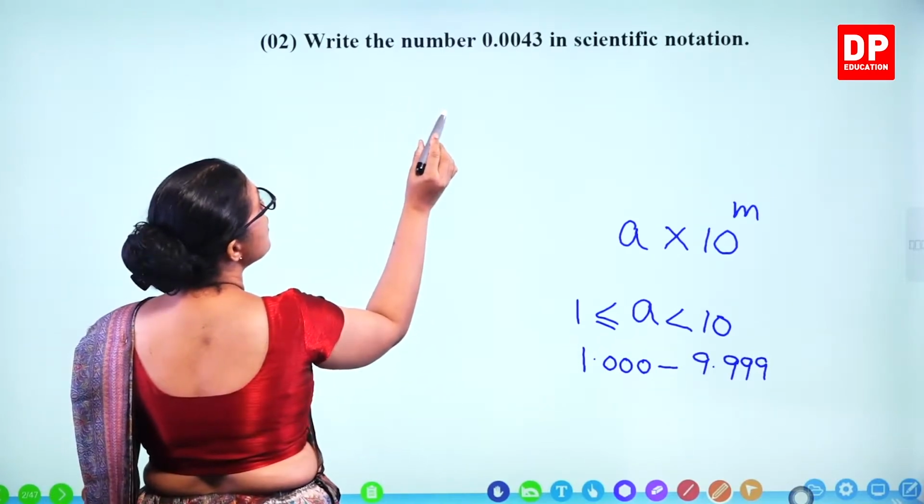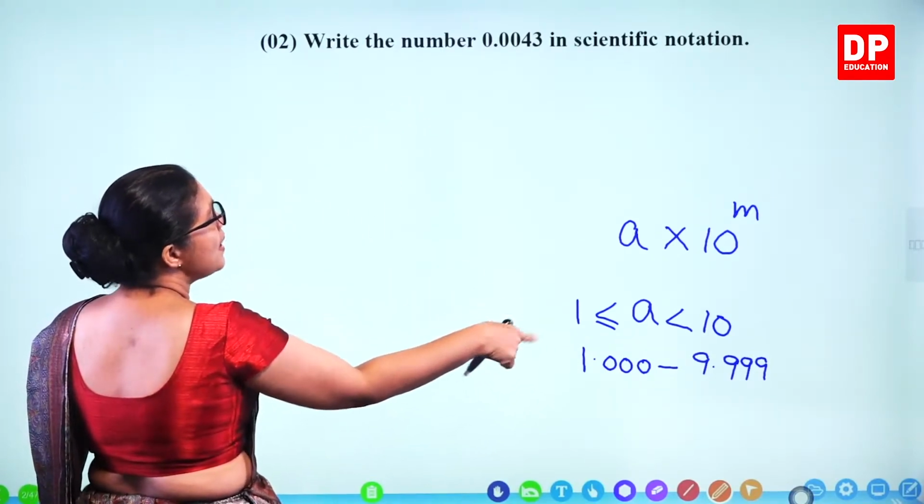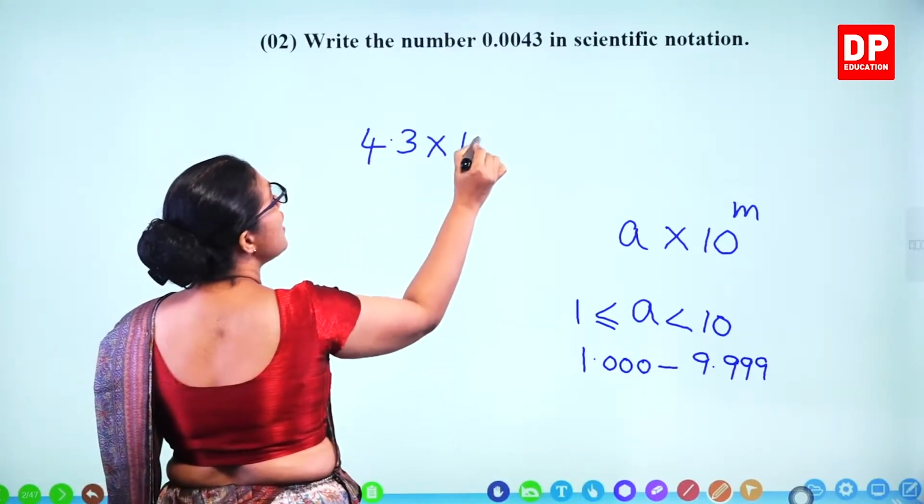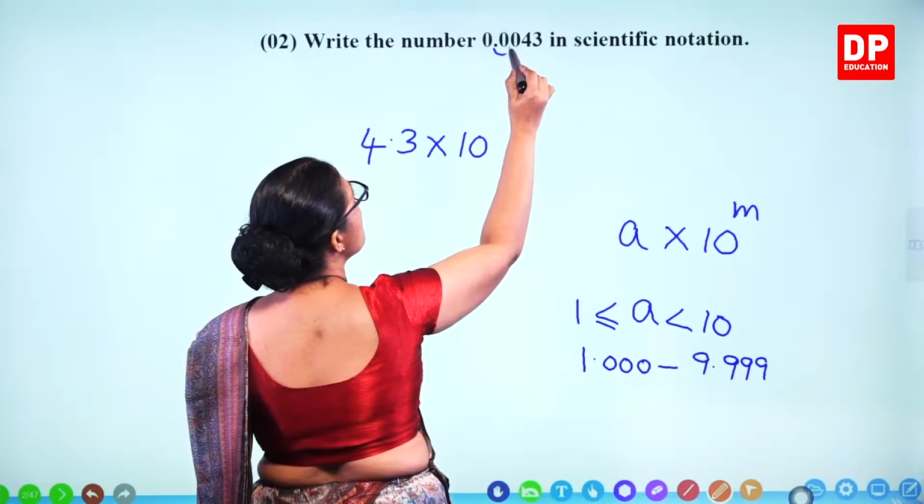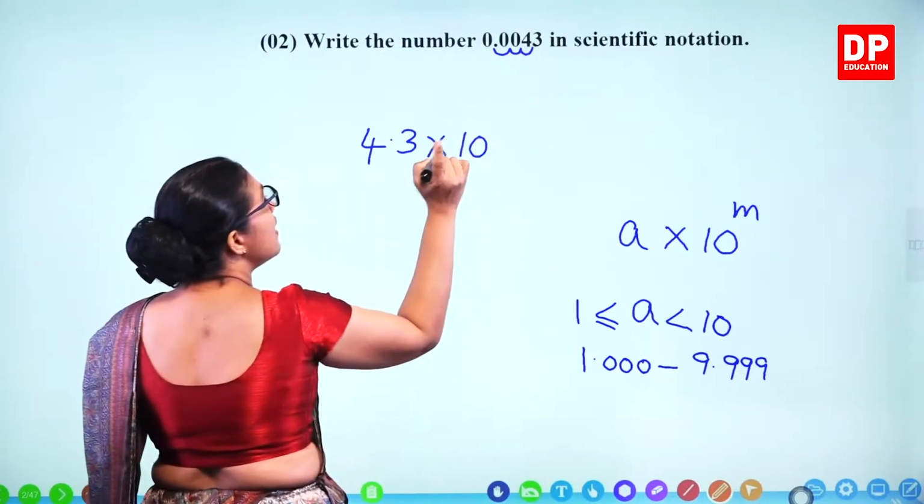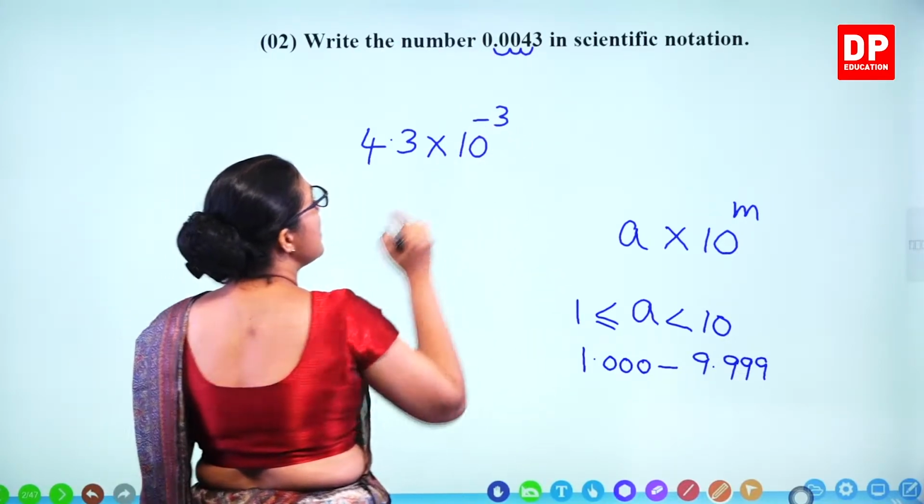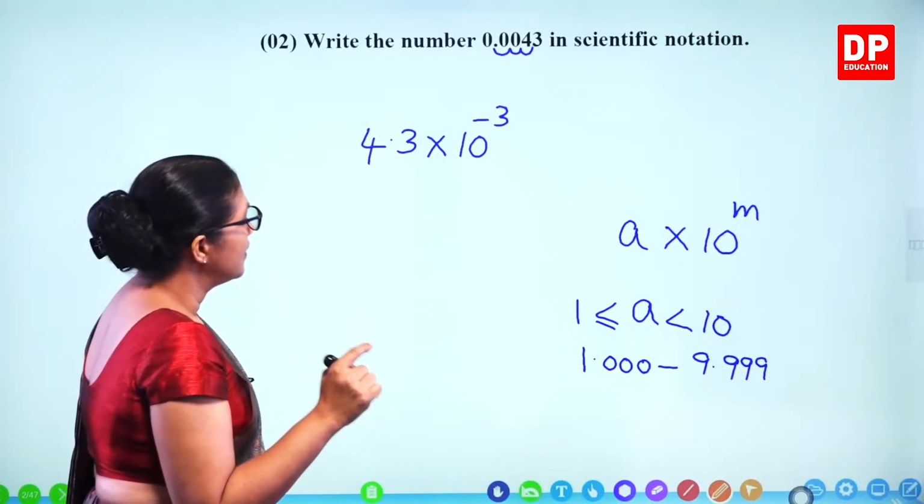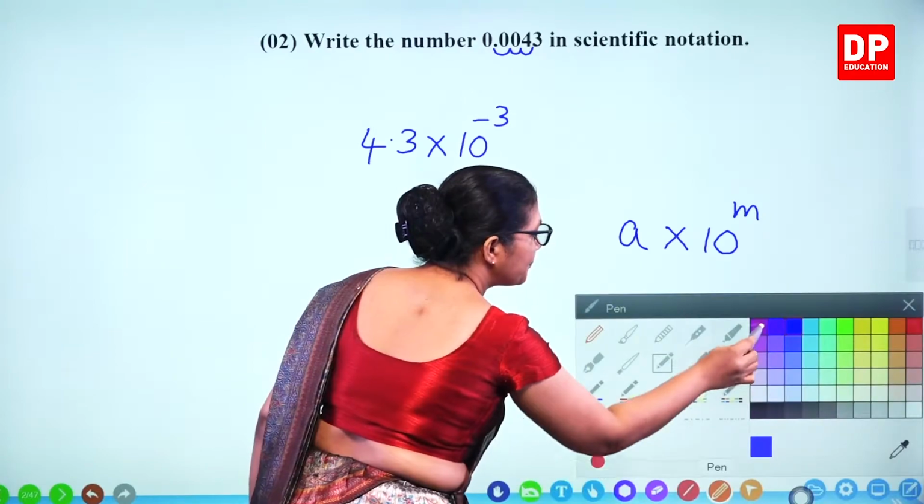So for 0.0043, what's the number in between? 4.3, times 10 to the power, how many places? 1, 2, 3. This is negative 3, because this is a decimal value. So negative 3. So 2 marks for that.